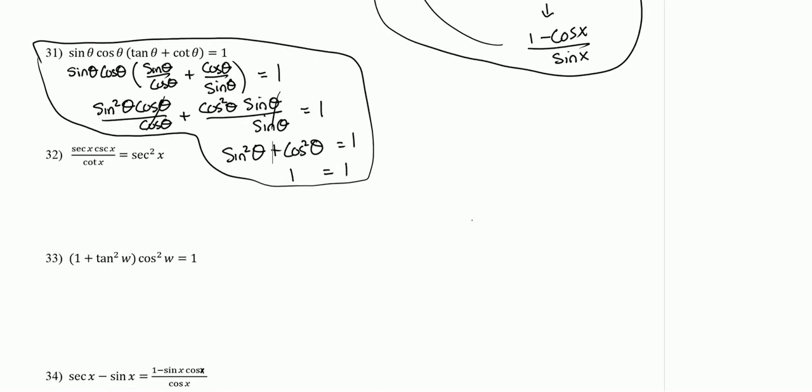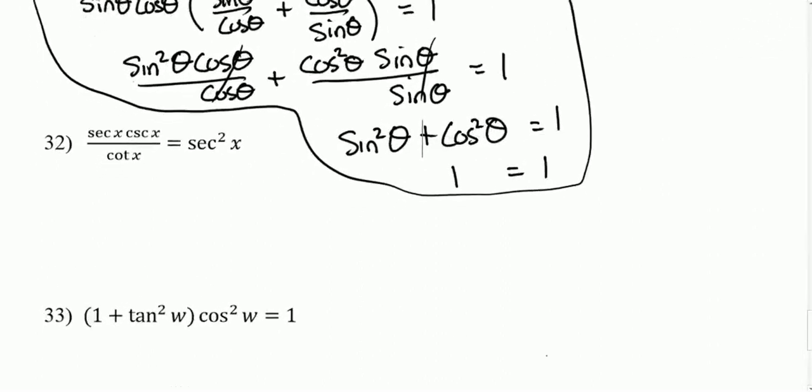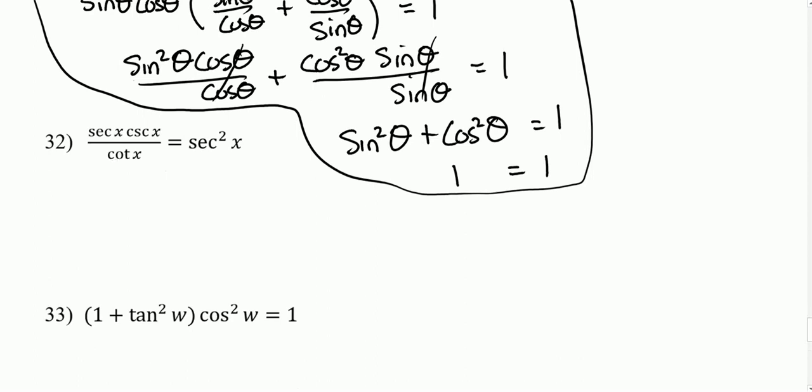Number 32, I'm going to start with the left-hand side, and need a little more space here. Let me zoom in. So secant we know is 1 over cosine. Cosecant is 1 over sine. And I want to divide that by the cotangent, which is cosine over sine.